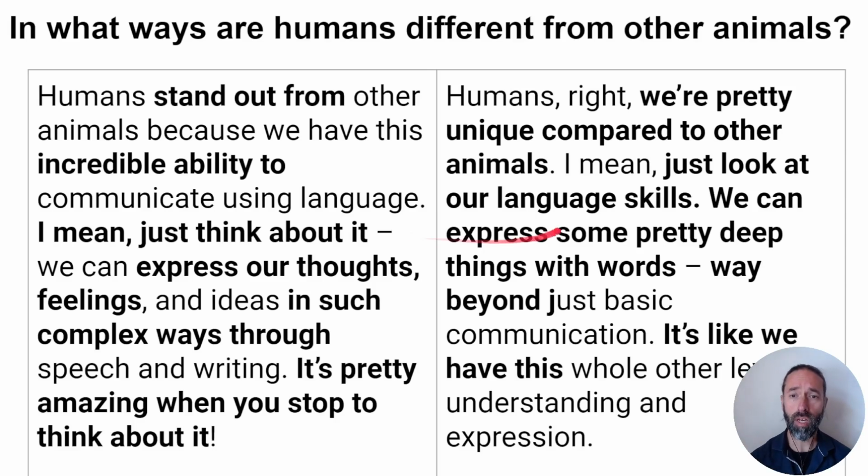"So, humans stand out from other animals because we have this incredible ability to communicate using language." Again, a long, complex sentence. "Humans, right, we're pretty unique compared to other animals." It's a little bit longer, more complex. "Incredible ability to communicate using language." "I mean, just think about it." Again, these more rhetorical questions.